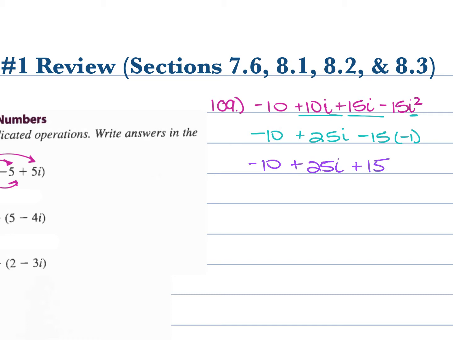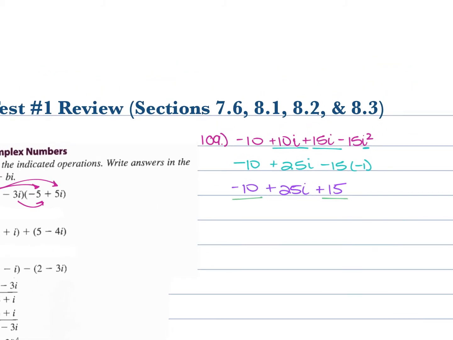15. You now have like terms with your negative 10 and your 15, so that leaves you with 5 plus 25i. We check to make sure that it's in the a plus bi form, which it is, so that's our answer.